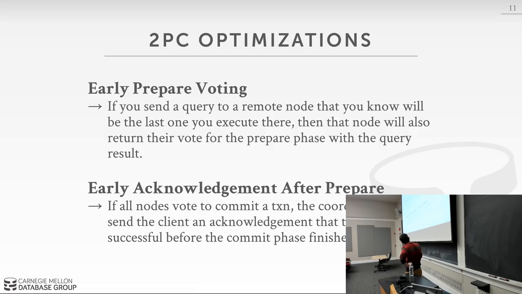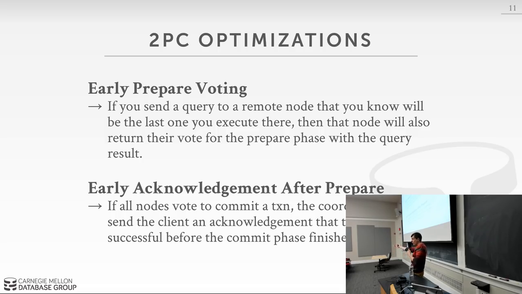So the two optimizations you can do are early prepare voting and early acknowledgement. In the case of early prepare voting, if I know I'm sending queries to a participant node, and I know I'm sending the last query I'm ever going to send to that particular node, I can piggyback a message and say, hey, this is the last query I'm going to send you, and also tell me whether it's okay to commit this transaction. What is your vote on the prepare? So now we don't have to do a separate round trip for the prepare phase.